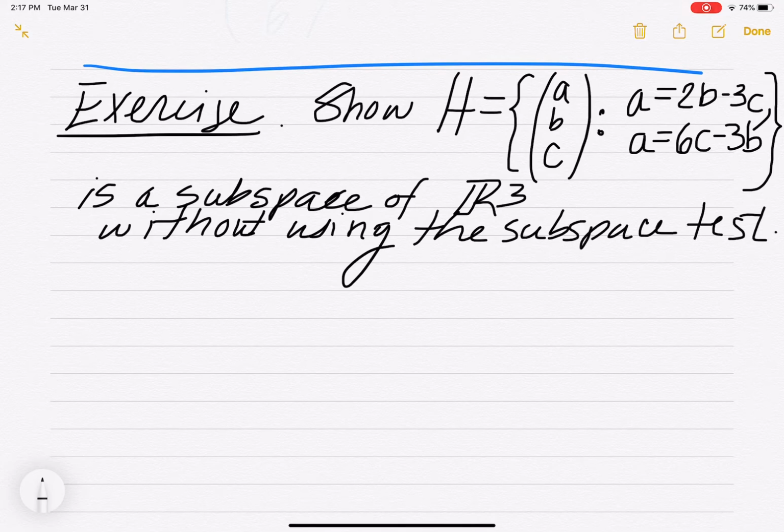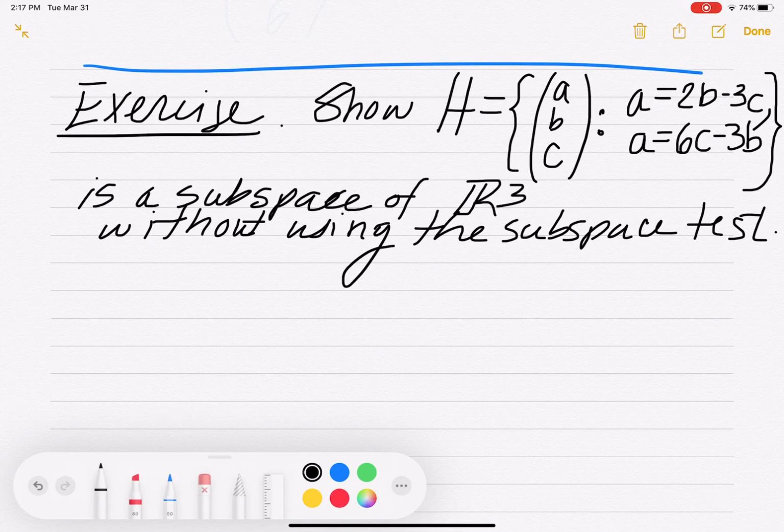If we wanted to, we could use a subspace test and verify the 3 criteria: show the zero vector is there, show that the sum of 2 arbitrary vectors is there, and show that a scalar multiple of a vector is there. But we don't want to use the subspace test. We want to use the fact that the null space is a subspace of Rn. We know we're dealing with R3 here because there are 3 entries, a, b, c, in a typical vector.